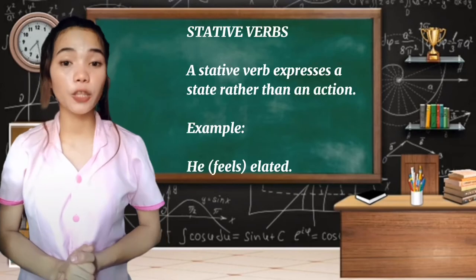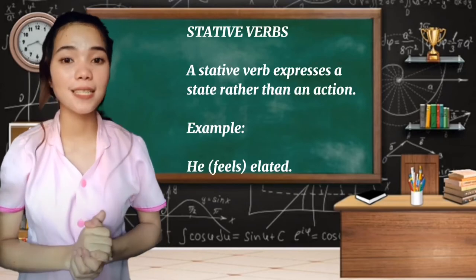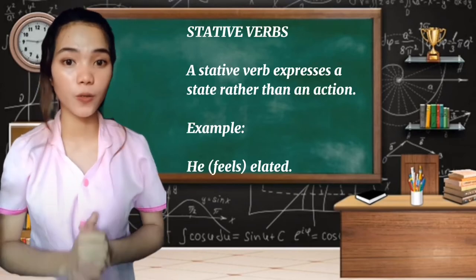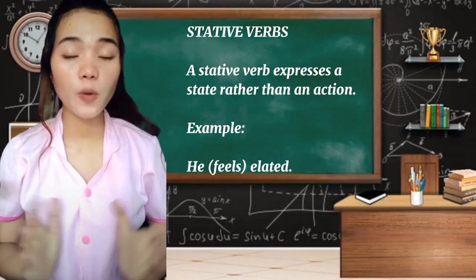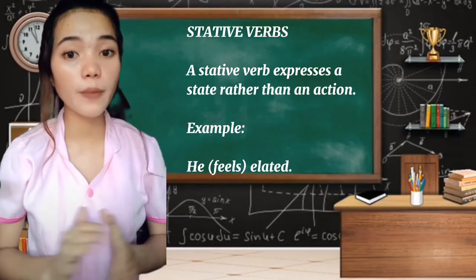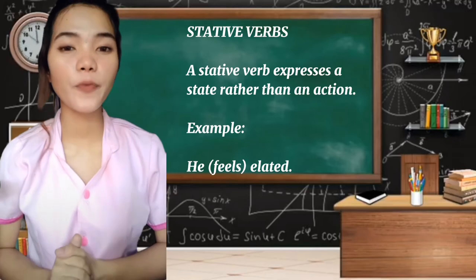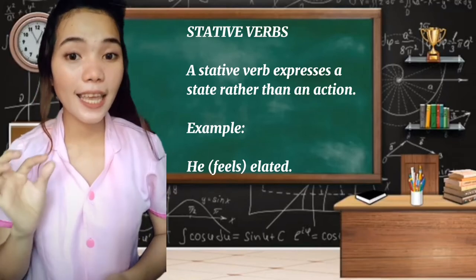The next is the stative verb. So a stative verb expresses state rather than action. It typically relates to a state of being, thoughts, or emotions. For example, he feels elated.